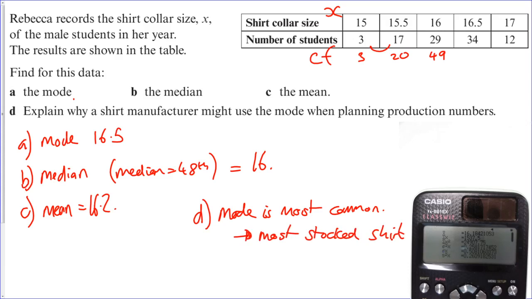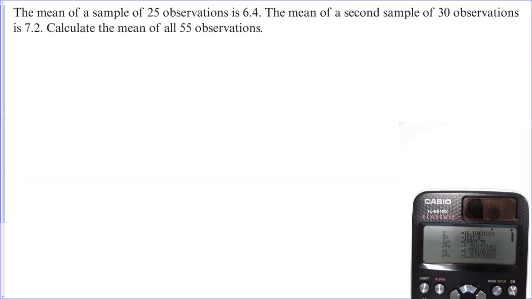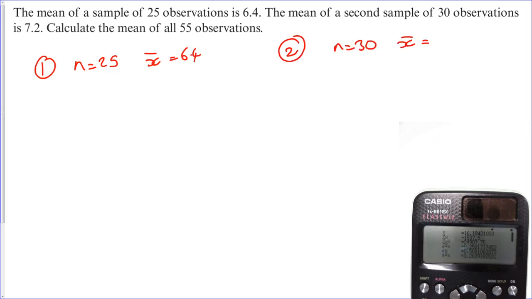Okay, so we can do simple measures either from a table or from a list using part of our calculator and partly our math skills. The only other thing we have to be able to do is work with combining means. So we've got a group 1 which has n is 25 and x bar is 6.4. There was another group, we'll call it group 2, that has n equals 30 and x bar of 7.2. And we're asked to find the mean of all 55 together.